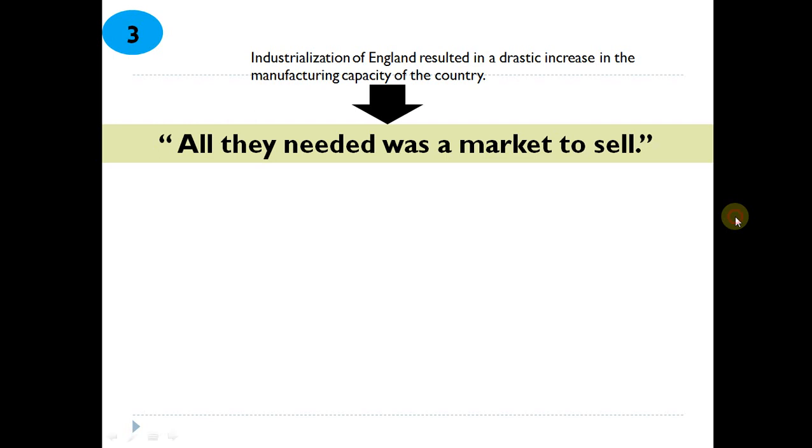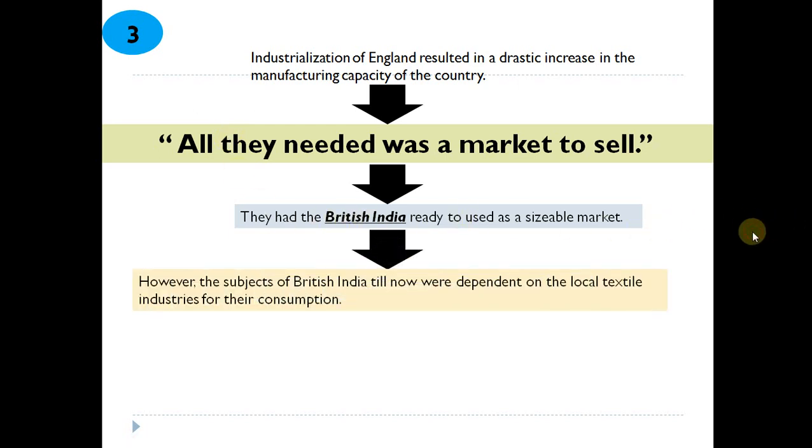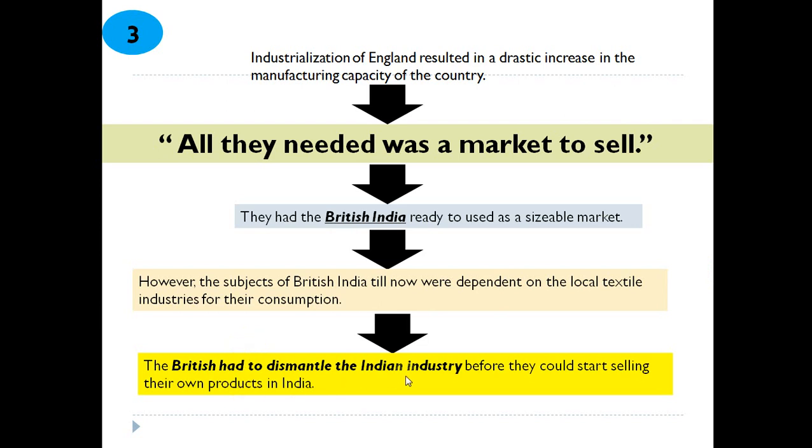Was there a new market? Yeah, British India. British India could be readily used as the new market. But the subjects of British India, the people living in British India, were still dependent on the local textile industries for their consumption. So would they change their choices? Would they want to buy from the manufacturing companies of England? For this to happen, the British had to dismantle the Indian local textile industry.